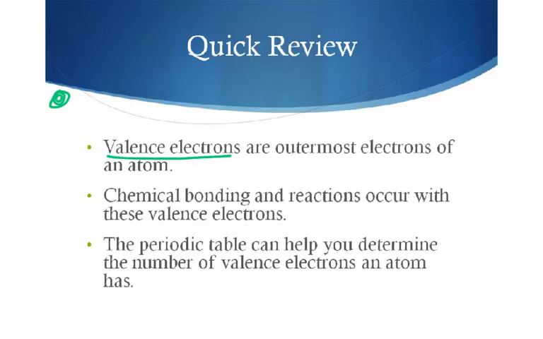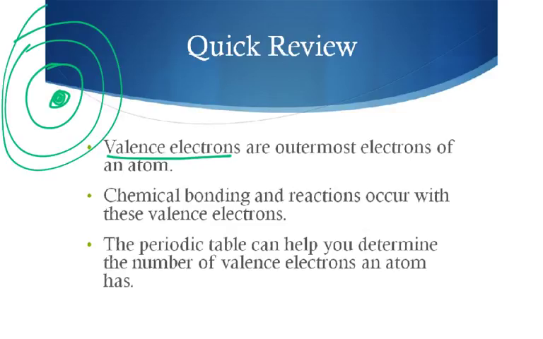They are the outermost electrons of an atom. So if you think back to the Bohr diagrams that you drew or modeled, where you had rings around the nucleus and your electrons were floating around on these rings, the electrons that are in the outermost ring, an outermost shell, so something like this guy and this guy, they would be your valence electrons.